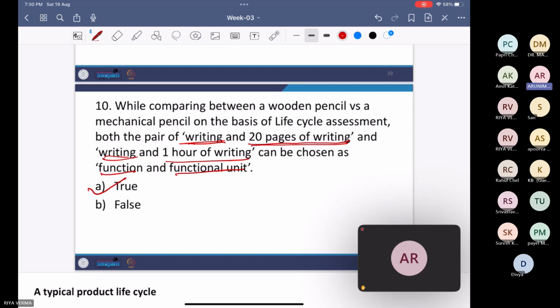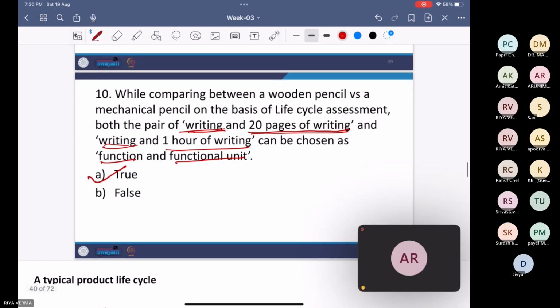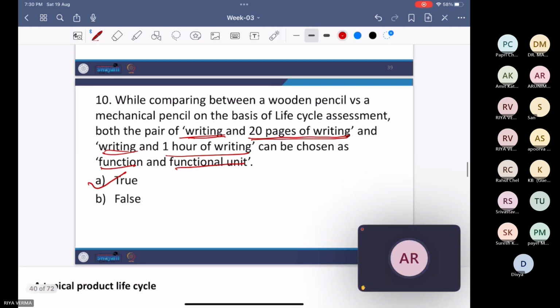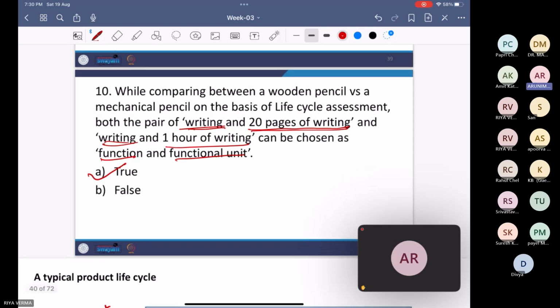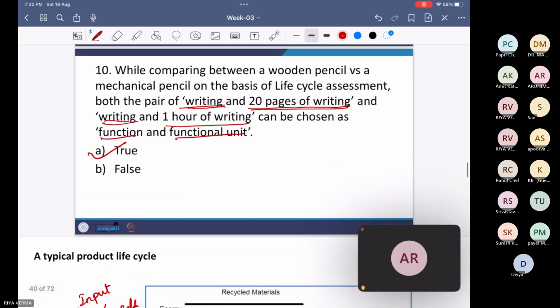The same is true for 1 hour of writing. If we are giving 1 hour of writing, the writer should be the same person who is writing that, and the content should be the same. So with certain assumptions, we can clearly take both things as the functional units. So I hope that is clear for today's class.